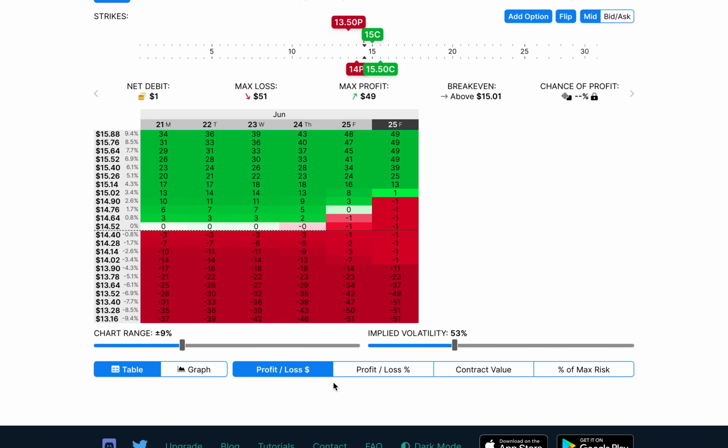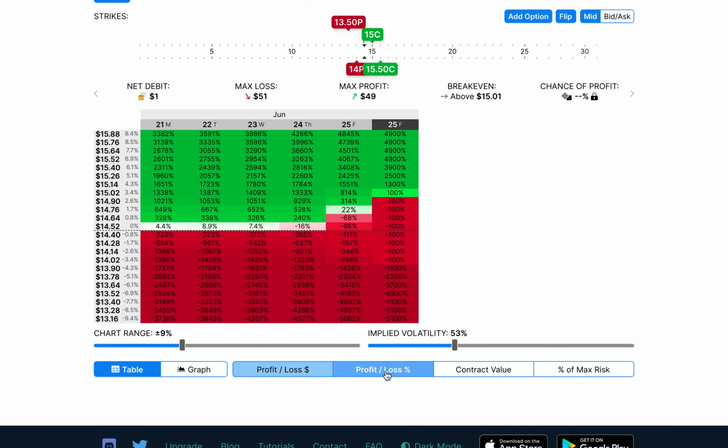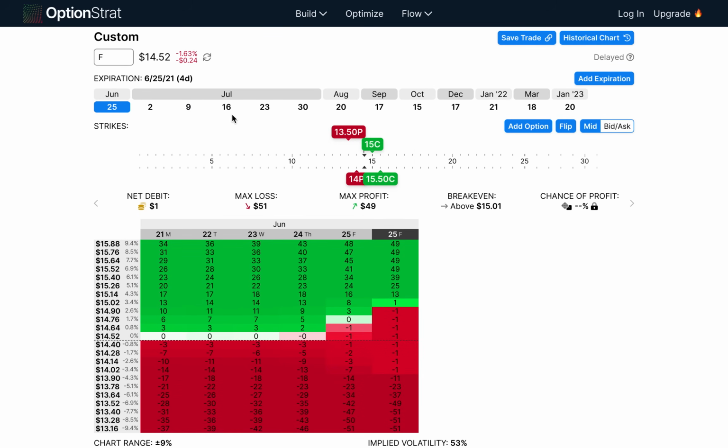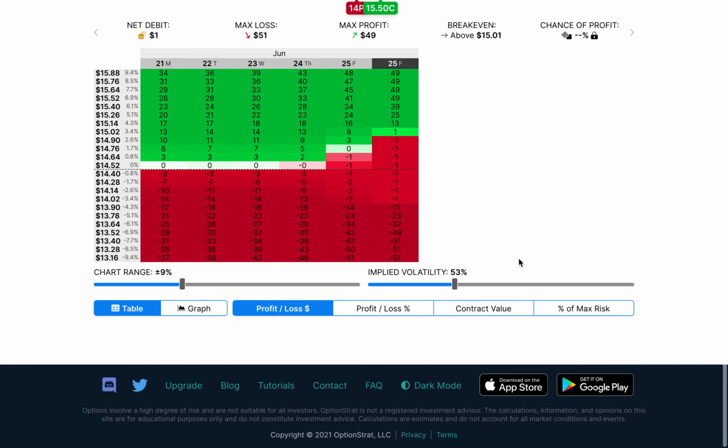The other thing, of course, is you can switch over, instead of showing the dollar amount that you would make or lose, to a percentage return. So as you can see, if we make our max profit, according to this, that's a 4,900% return. Down here, it shows you a negative 100% return depending on where it's at. So really nice, really awesome to use. Very easy to mess around with the expiration, switch around the strikes and anything here.